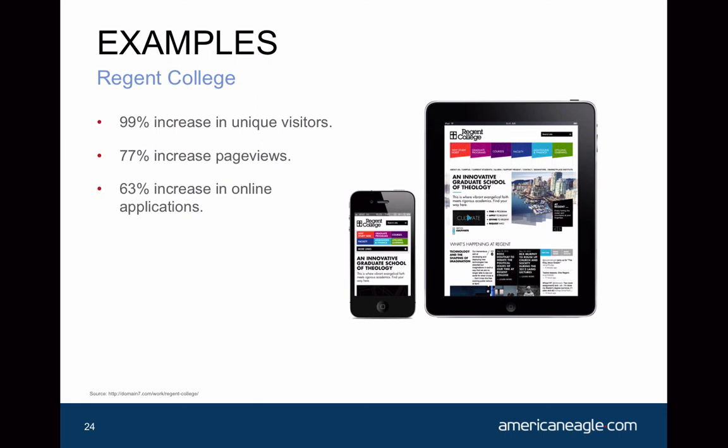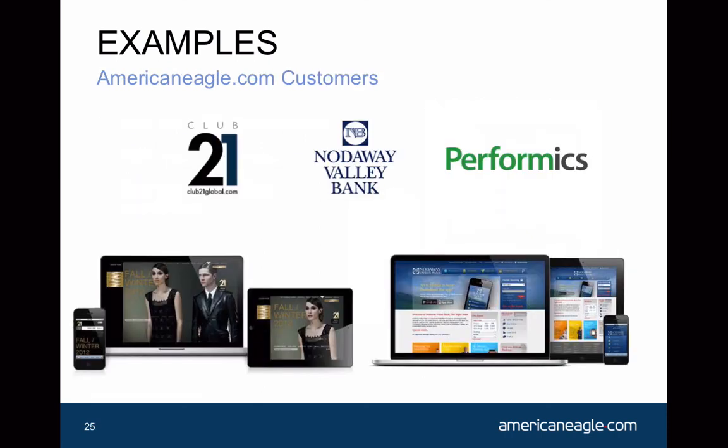Regent College went through a redesign as well, and they actually had a 99% increase in unique visitors while having a 77% increase in page views. And the online applications went up by 63%. Some of our own customers have also gone through the responsive web transition. Club 21 Global, Nodaway Valley Bank, and Performix are just some of the ones we have currently launched. We are also working on 20 to 30 projects at this very moment.